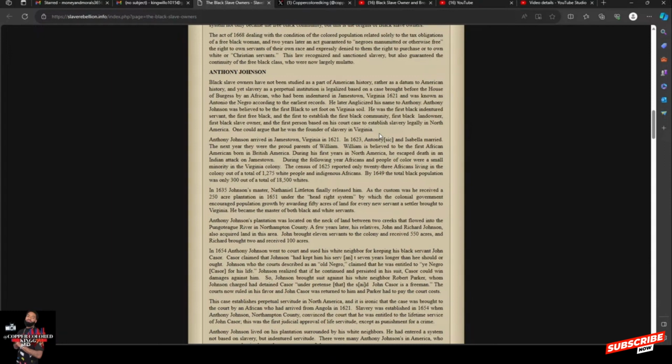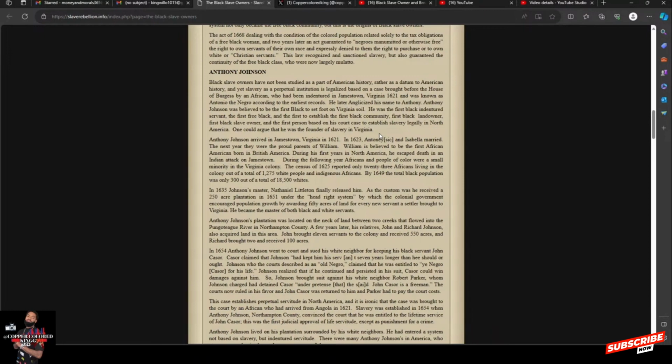who are these people of color and Africans, all copper-colored people, darker-skinned people, were a small minority in the Virginia colony. The census of 1625 reported only 23 Africans living in the colony out of a total of 1,275 white people and indigenous Africans. What? Alright, that whole sentence is bullshit because the census wasn't introduced until 1790. By 1649, the total black population was only 300 out of a total of 18,500 whites.